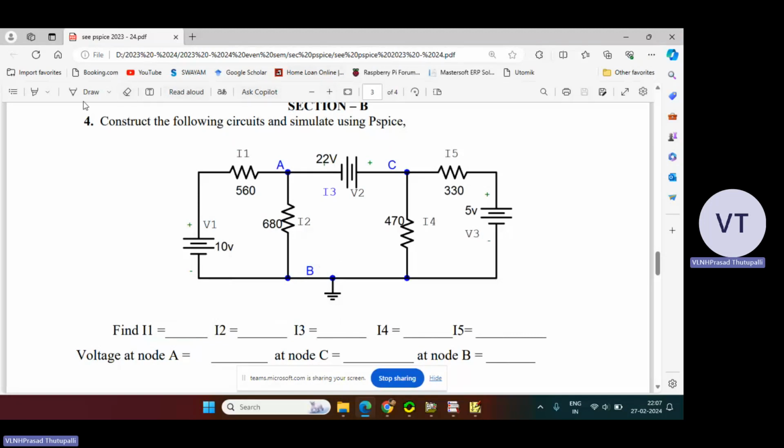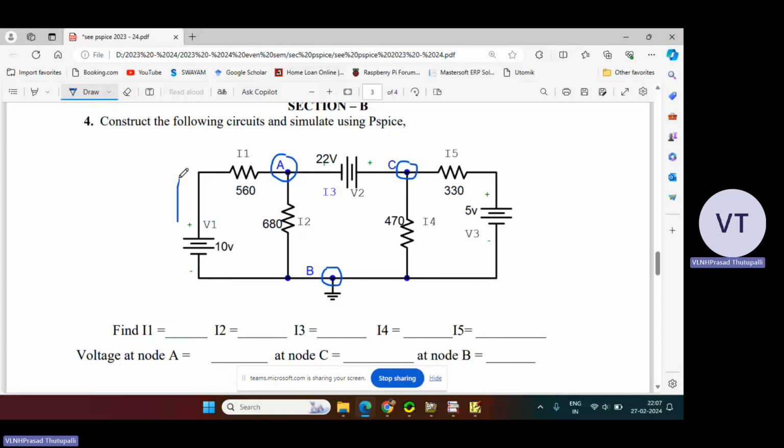Node A. So this particular thing is called node A, this is called node B, and this is called node C. A node is nothing but the junction where more than two electronic components get interconnected. Here A is a node, B is a node and C is a node.